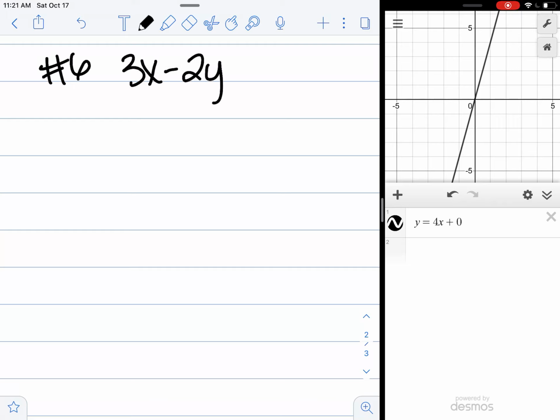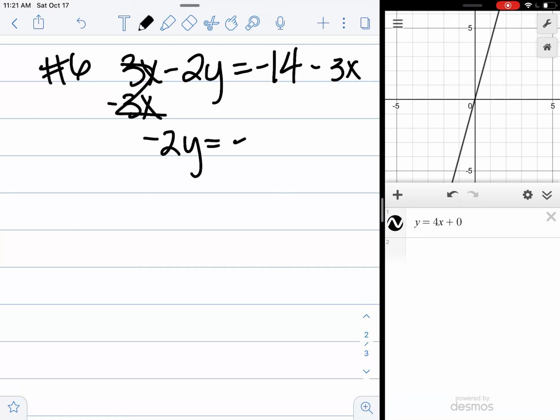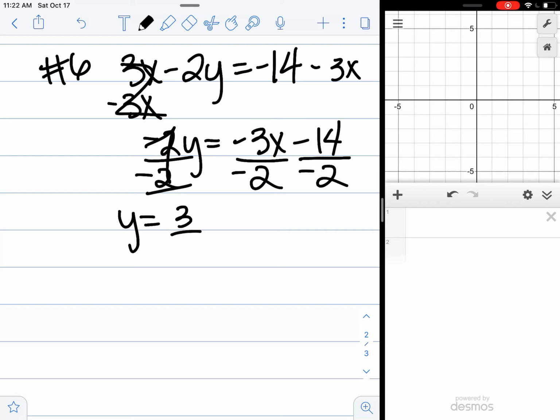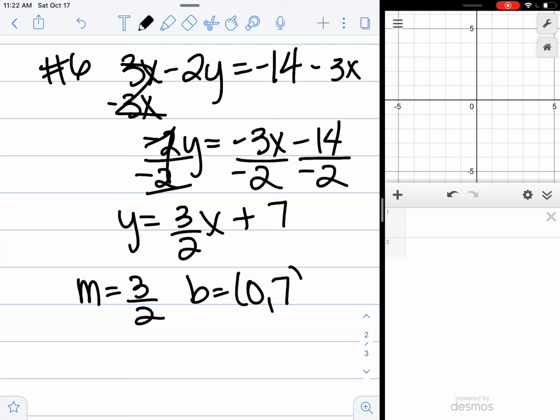3x minus 2y equals negative 14. We'll subtract 3x from this side. So we're left with negative 2y equals negative 3x minus 14. So again, make sure you're switching those. We divide by negative 2 on both sides. That becomes a 1. You're left with y equals positive 3 halves x plus 7. Make sure you simplify that and make sure it can be simplified. Your slope is 3 halves. Your y-intercept is 7, so 0, 7.